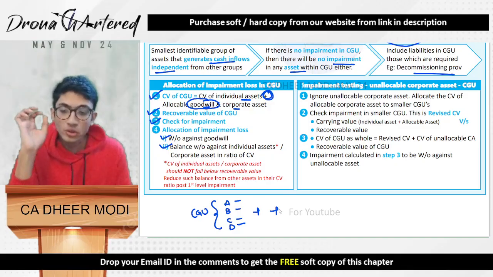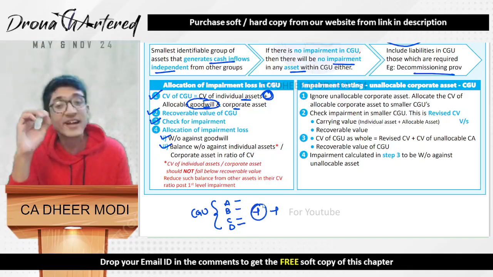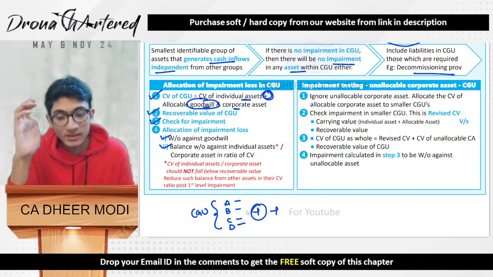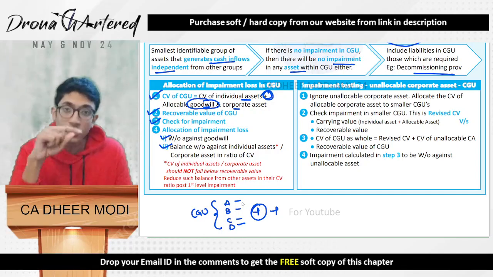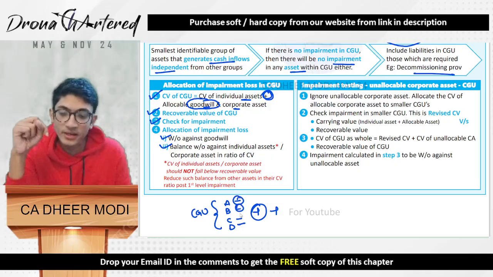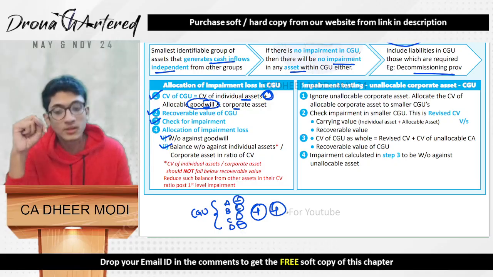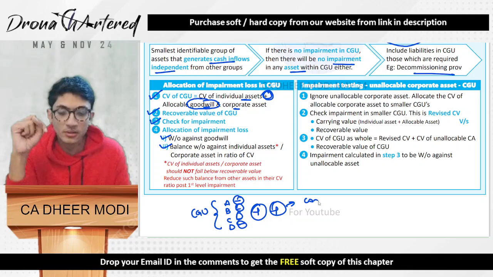So first of all, you finish goodwill. That means the second part that we added, first you finish goodwill. If goodwill is completed, then you allocate the rest in the ratio of their individual carrying values. Great. This is your corporate asset.